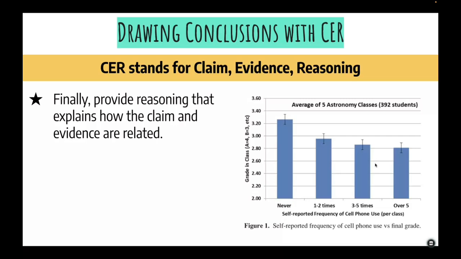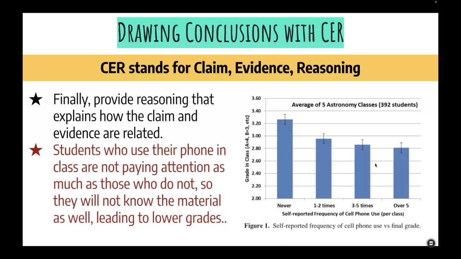And this is an example for phone, but when you do reasoning in biology, you want to talk about the science behind it. So like the biology, the chemical, the physical principles behind how your claim and your evidence are related. So one of the reasonings you can say is students using phones are not paying attention as much as those who do not. So they will not learn the material as well, leading to lower grades, right? So you're coming up with the why. And remember, for science, for biology, you're going to talk about the science behind that.